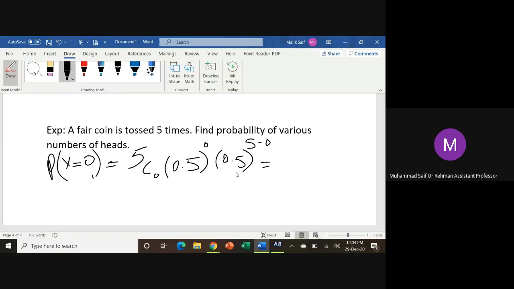So what is the answer? Let us see. 0.5 raised to the power 5 is 0.03125. Yes, you can write it as 0.0313 up to 4 decimal points, right?